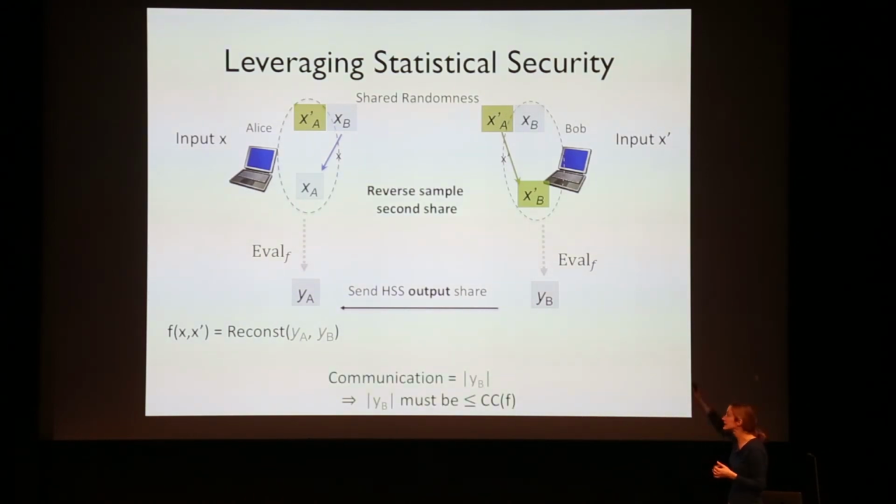So this collectively gives a communication protocol for the function f, and the communication was just the size of one of these output shares, y sub b. An observation here is that this is not even just the communication complexity, but even the one-way communication complexity. So collectively, this says that if you have a function f, something like inner product or set disjointness, that has high communication complexity, then you can't hope to get non-trivial HSS.